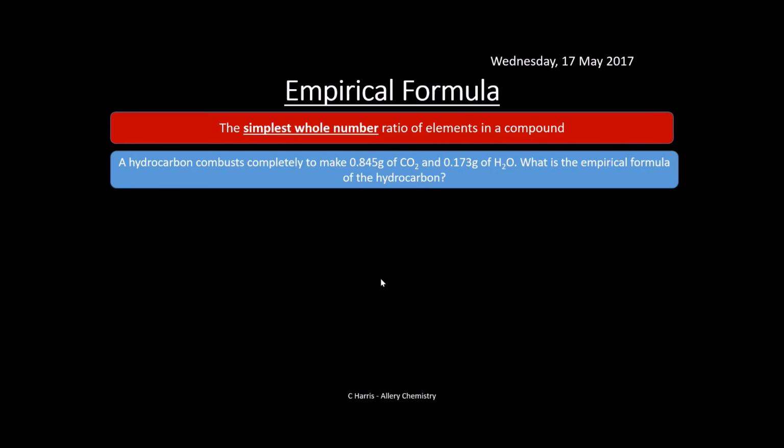Okay. So let's have a look at another example of where we could use empirical formula. This is basically where we're using the masses of combustion products to work this out. So let's say a hydrocarbon combusts completely to make 0.845 grams of carbon dioxide and 0.173 grams of water. What is the empirical formula of the hydrocarbon?